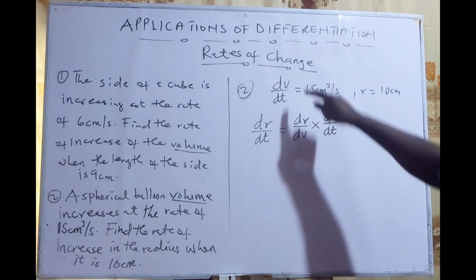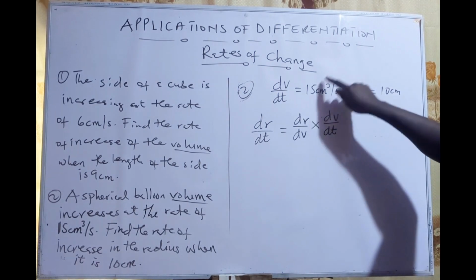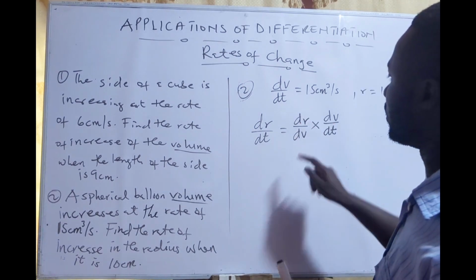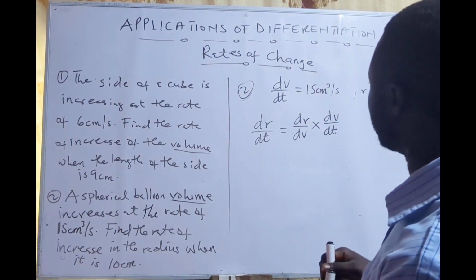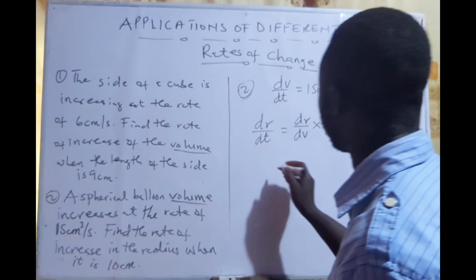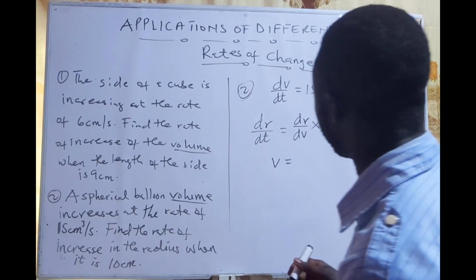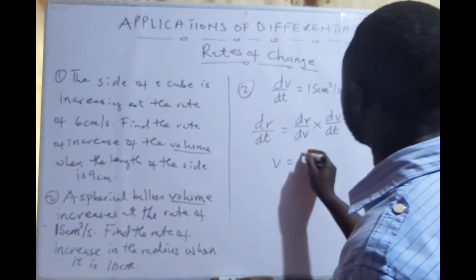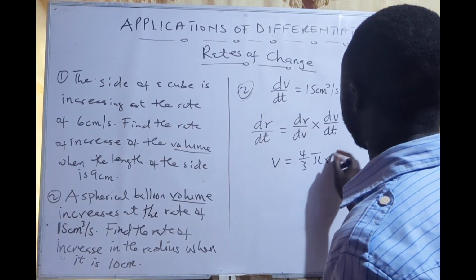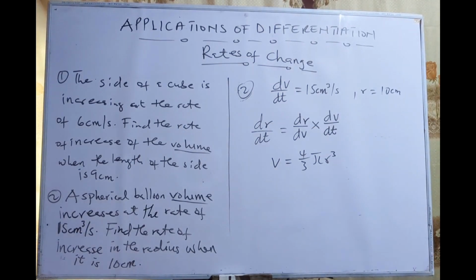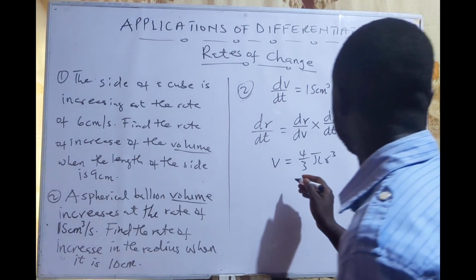So we know dV/dt is 15 centimeter cube per second. What is left is dr/dV. If I want the radius in terms of the volume, I have to find the formula for the volume of what? A sphere. He's talking about a sphere. That is 4/3 pi r cubed.